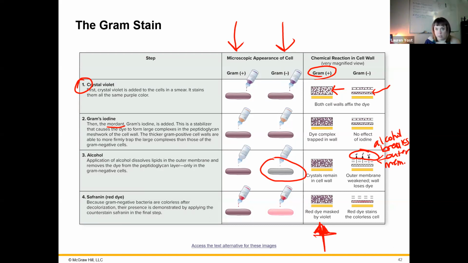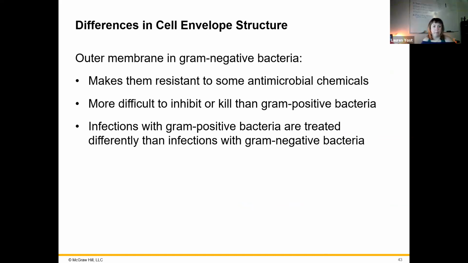So that red, I say it's red because it helps me remember which one's which, but that red dye will stain that colorless cell. So then we will have a red cell when we look at it. So gram-positive cells are purple, gram-negative cells are red.